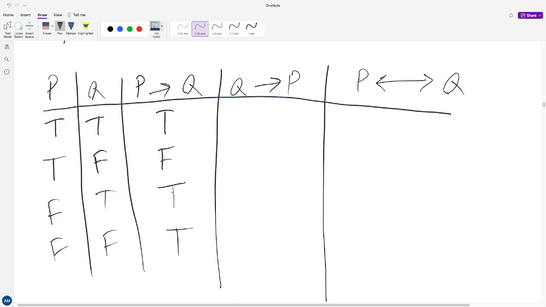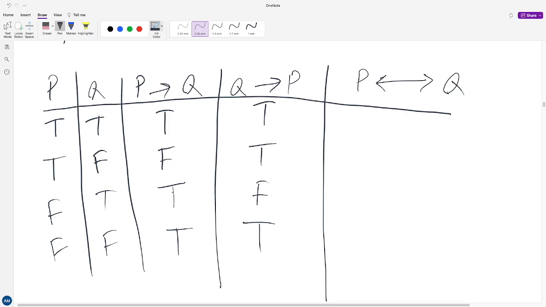Similarly, for Q implies P, the roles are reversed. So Q implies P is false exactly when Q is true and P is false. So that's this row right here. It's true everywhere else.